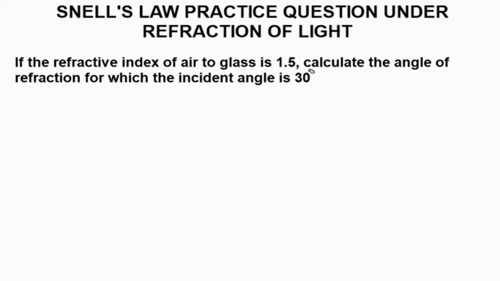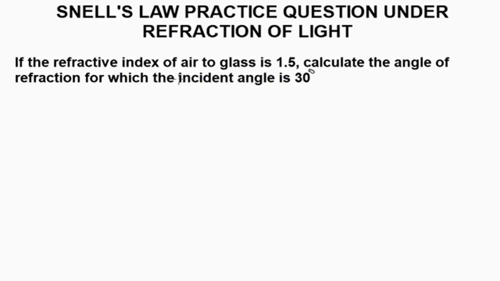In this video, we're going to learn how to solve problems involving Snell's law under refraction of light using this practice question we have here. The question says, if the refractive index of air to glass is 1.5, calculate the angle of refraction for which the incident angle is 30 degrees.